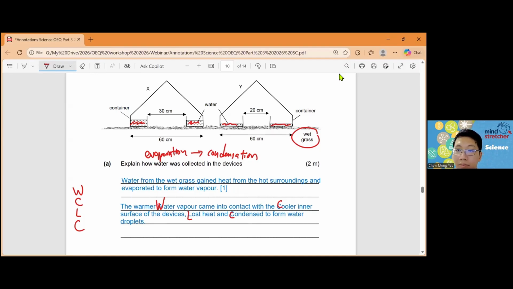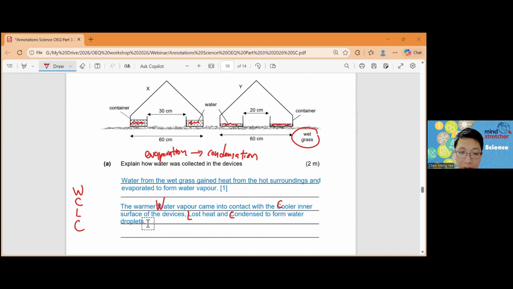Now, am I done? Do we need to conclude this? No, there's no conclusion here, Gabriel. We are not concluding anything. We are just trying to explain how the water droplets form. There's no need for any conclusion. We are not done, right? Yeah, because the question asks for water collected in the devices, but my answer just stopped at, oh, they form water droplets. So you have not talked about the collection of the water.